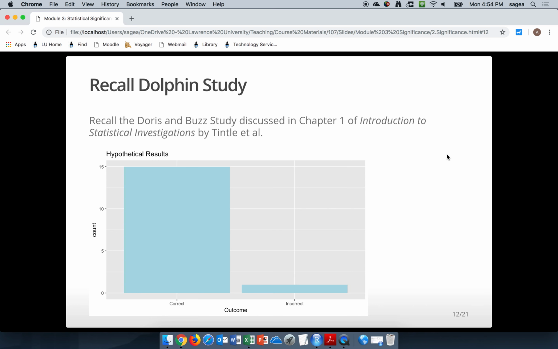Throughout the video, we will refer to the dolphin study that's discussed in Chapter 1 of Introduction to Statistical Investigations by Tintle and his co-authors. In this study, two dolphins, Doris and Buzz, had to communicate in order for Doris to tell Buzz which button to push when a light was shining or blinking. Incredibly, the dolphins were able to communicate correctly in 15 out of 16 attempts.